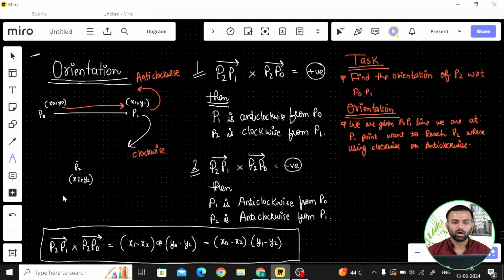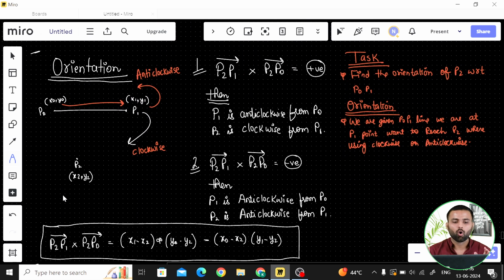We have to understand the orientation part also. In this orientation part, we have one line segment which is P0 P1.